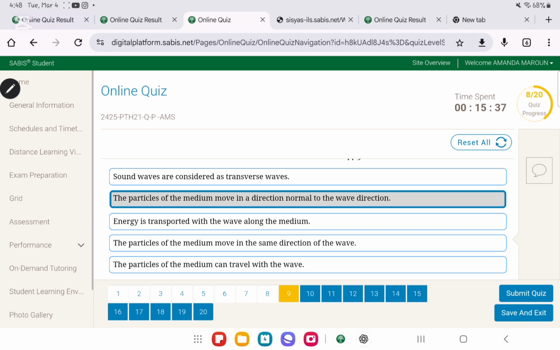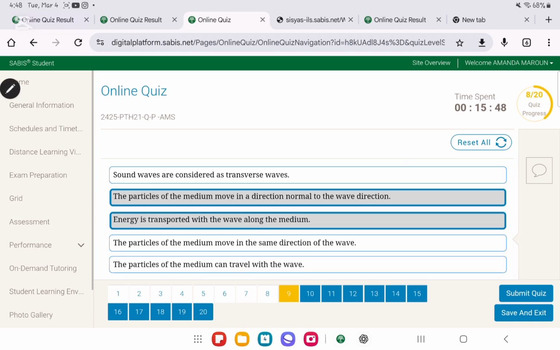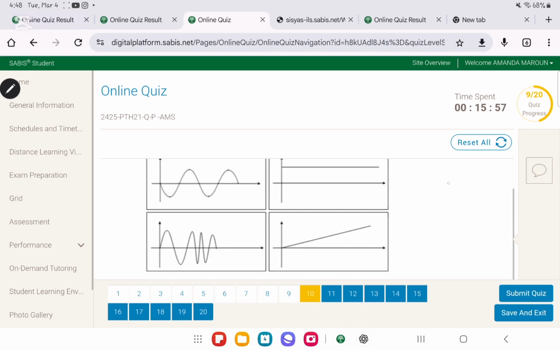Energy is transported with the wave along the medium. This is true. Pay attention. Before they said along the direction of the wave, here they're saying along the medium. When you see along the medium, it is for a transverse wave. They do not move in the same direction as the wave, and they cannot travel with the wave. So very simply, these are the two only options. We move on to question number 10.